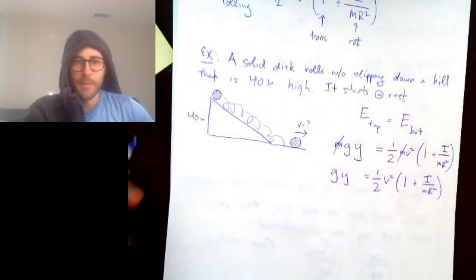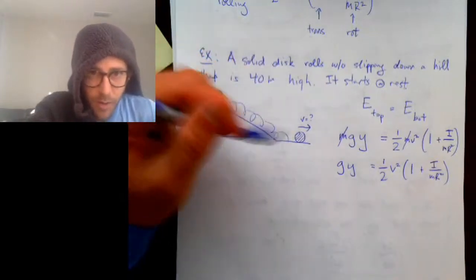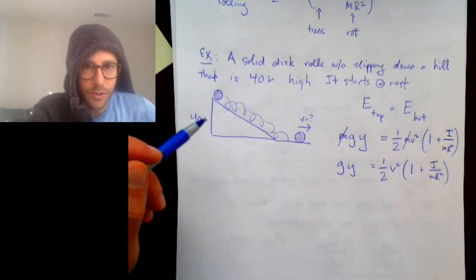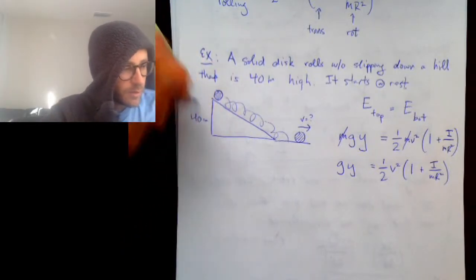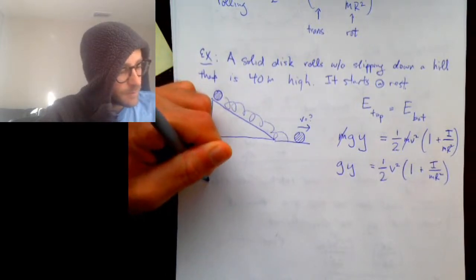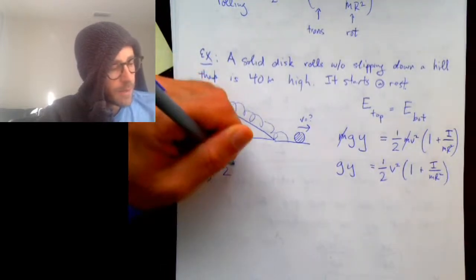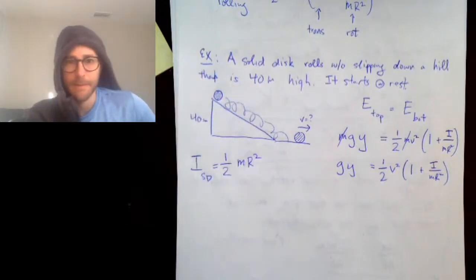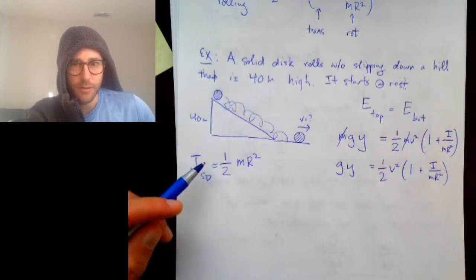So now we're going to do a little tricky trick. Whenever you do these problems, whatever is rolling, I will always give you the inertia of that thing. Okay? So the inertia of a solid disk is 1/2 mr squared.